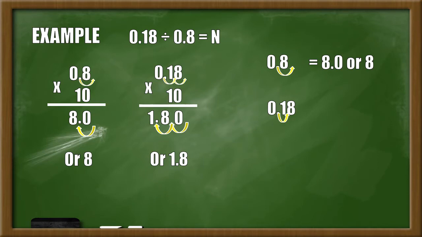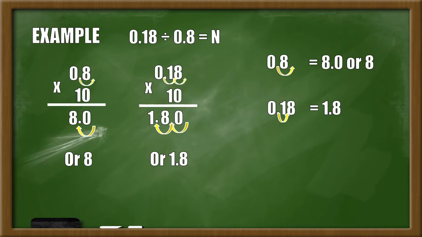Very good. So our decimal point will be at the center of the 1 and 8, so our answer will be 1.8. So we have the same divisor and dividend, the 8 and 1.8. It's up to you which way you will use. Understood? Good job.